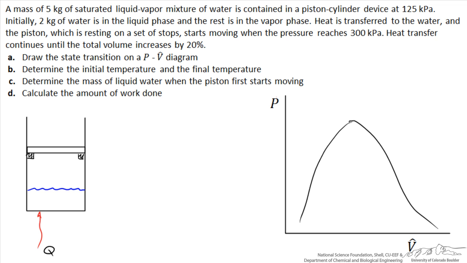Heat is added to the system, and we've got 2 kilograms of liquid water. Therefore, we've got 3 kilograms of water vapor. So heat's added. Once the pressure reaches 300 kilopascal, the piston moves upward at that point. And heat transfer continues until the volume is 20% greater than the original volume. And the first thing we want to do is draw this state transition on a PV diagram.